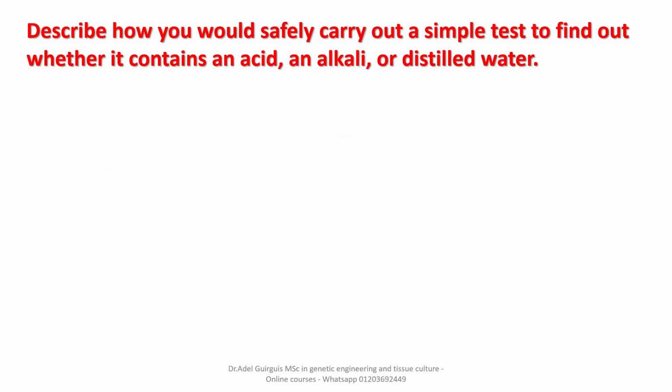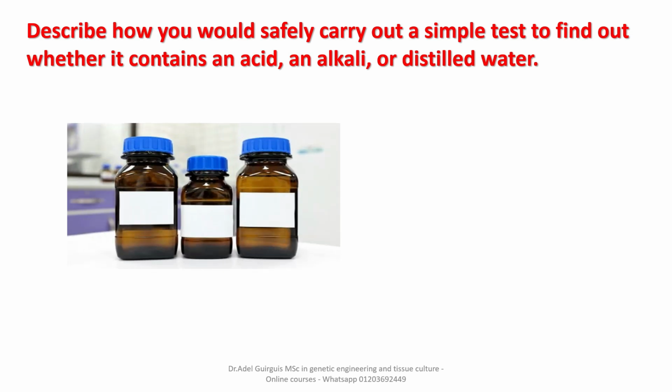Describe how you would safely carry out a sample test to find whether it contains an acid, an alkali, or distilled water. Say there are 3 unlabeled bottles, one of them containing an acid, the second an alkali, and the third distilled water. How can you find out whether each contains these chemicals?